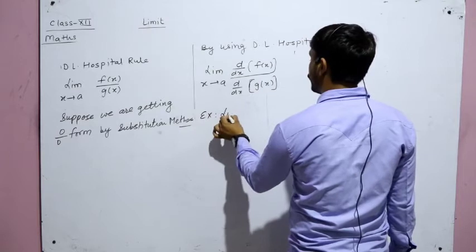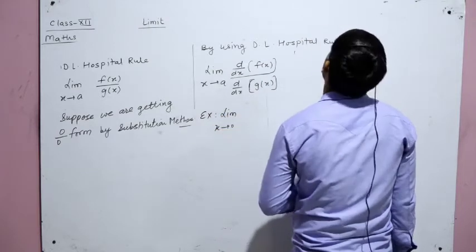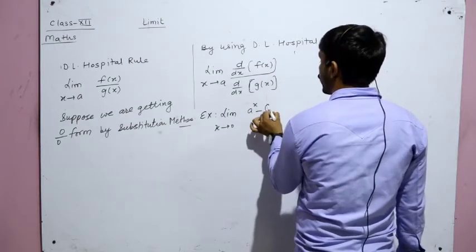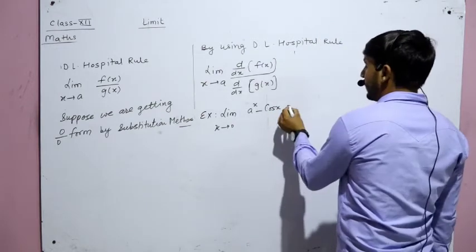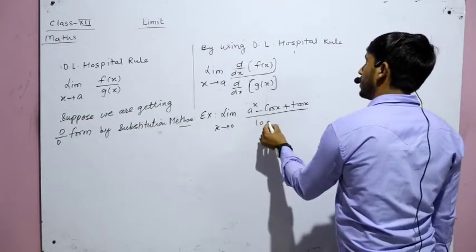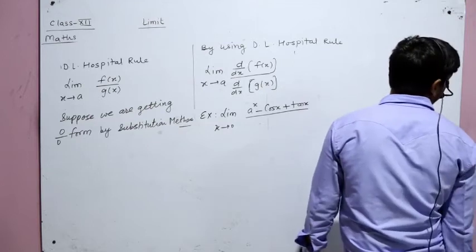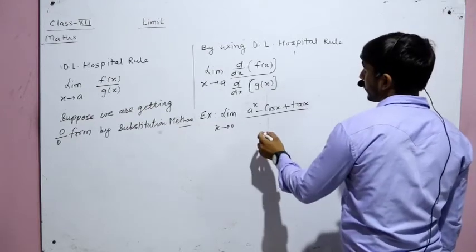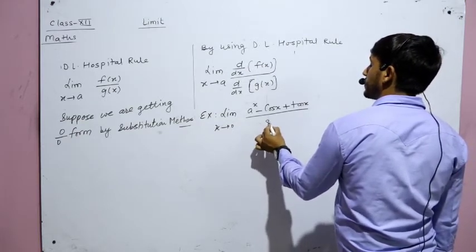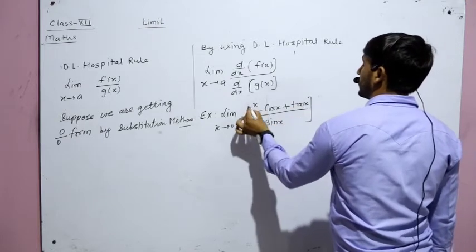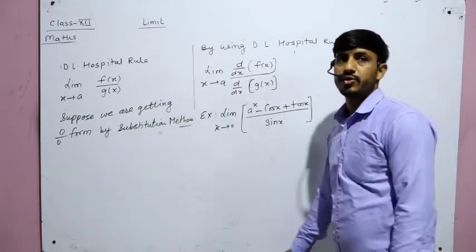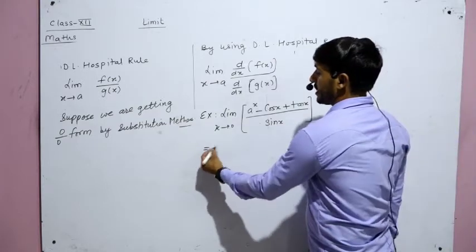Okay, in the next part, if we want to take another example, then we have the limit as x tends to 0, and here I am taking the function as a to power x minus cos x, and again we can write as tan x, and that is divided by sin x. Okay, I have taken another example, then we have to explain how this method will work. First think about the method.